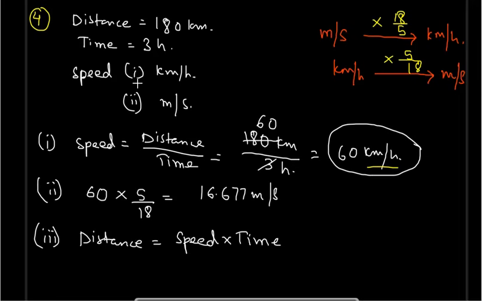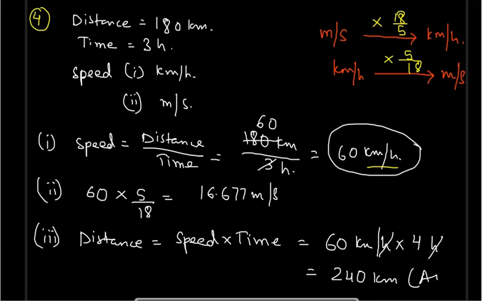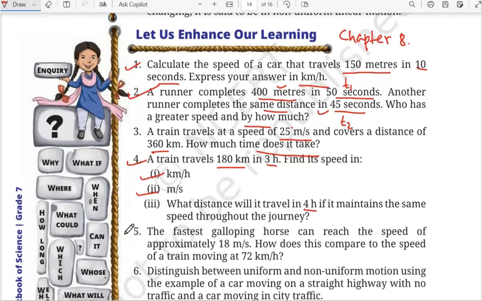in 4 hours, right? So here we have the speed of 60 kilometer per hour and the new time which we have is 4 hours, right? So what do we get? 240 kilometer. Hours and hours get cancelled. 60 into 4 is 240 kilometer. So that is our answer for the third part. All right. I hope you all have understood the steps. Now let us go to question number 5.